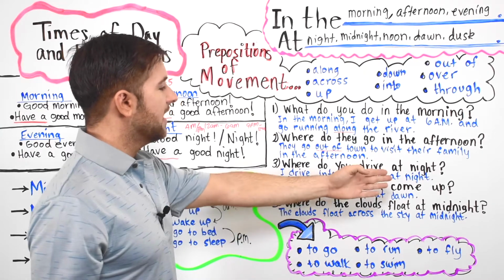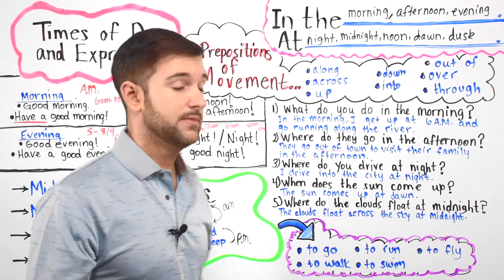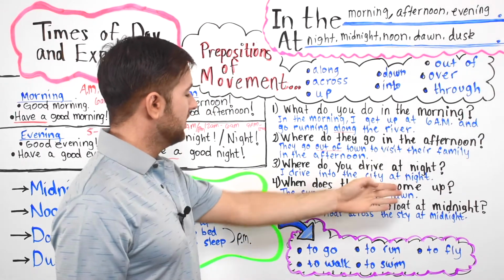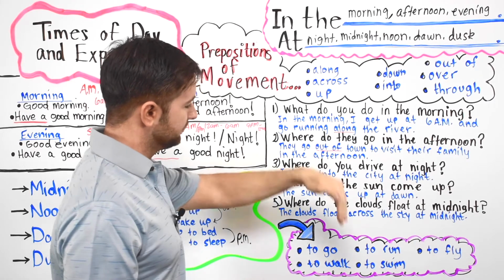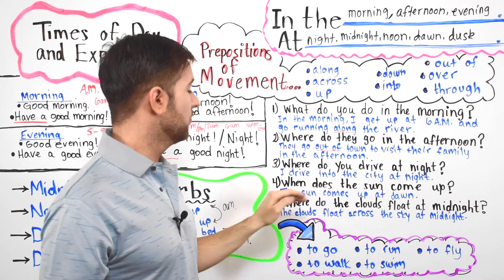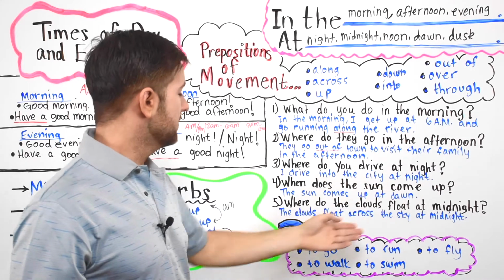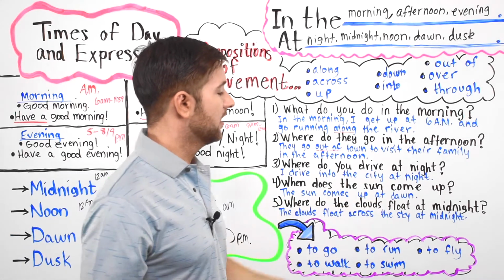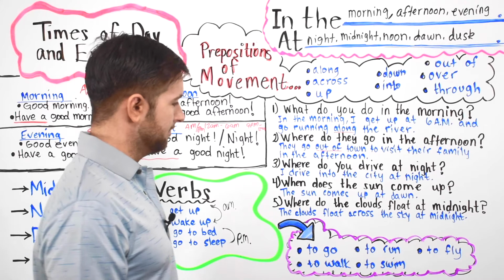Where do you drive at night? Driving like a car, or a motorcycle maybe. Where do you drive at night? I drive into the city at night. Into. Number four, when does the sun come up? So like, at what time? The sun comes up at dawn. Remember, we have midnight, noon, dawn, and dusk. Dawn is when the sun comes up.